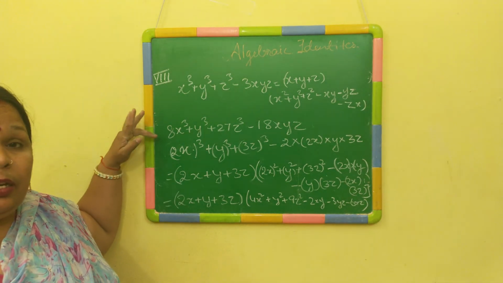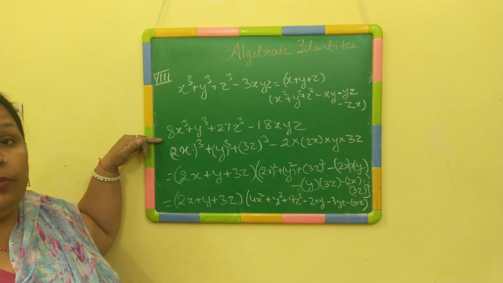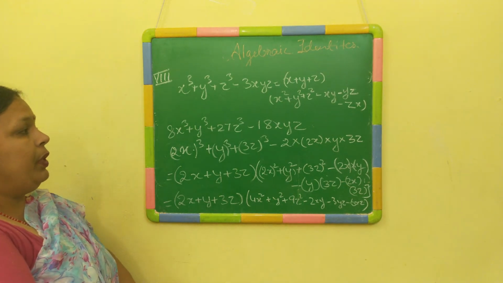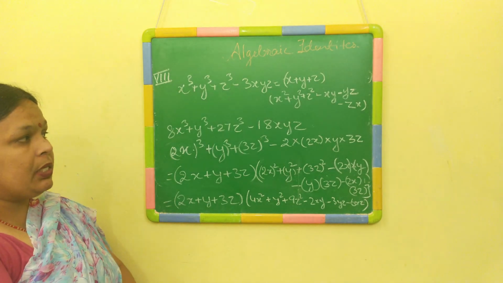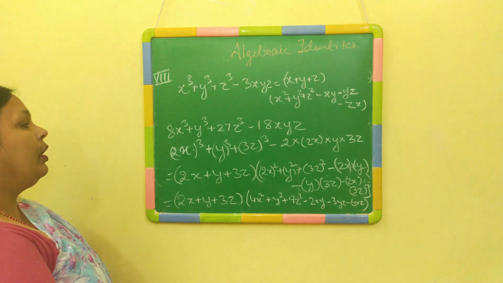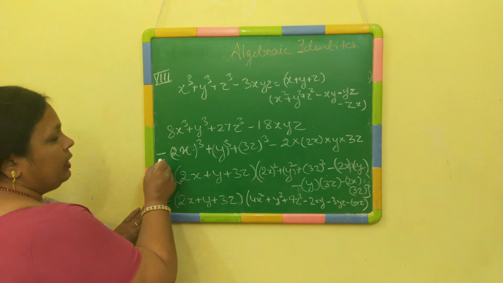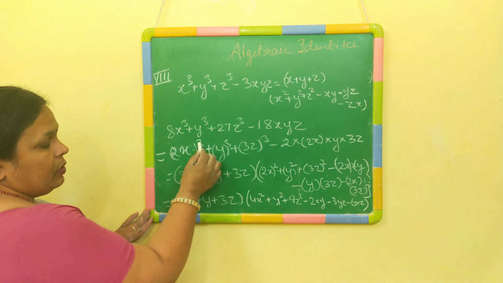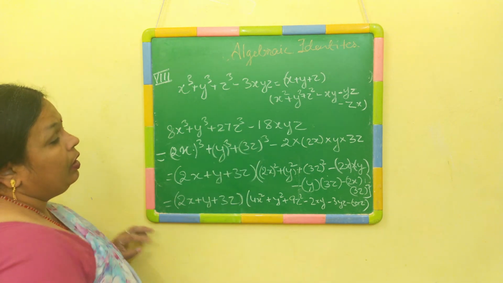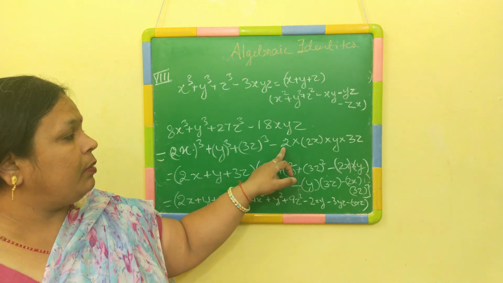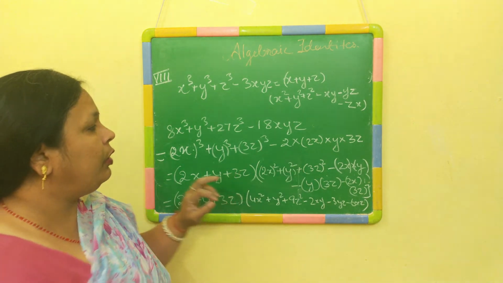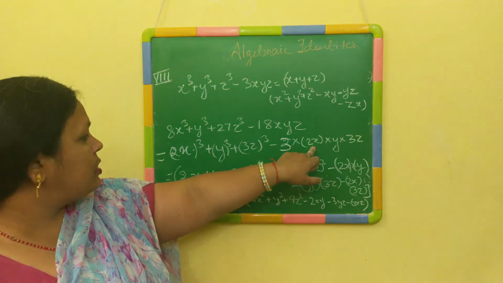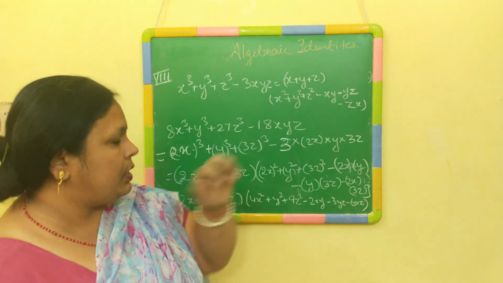Now practically we will check it on the factorization of the given polynomial. It is 8x cube plus y cube plus 27z cube minus 18xyz. We can see that this is a perfect cube, this is a perfect cube, this is a perfect cube: (2x) cube plus y cube plus (3z) cube. Whereas this term we can get by 3 into, a is 2x, y and 3z.